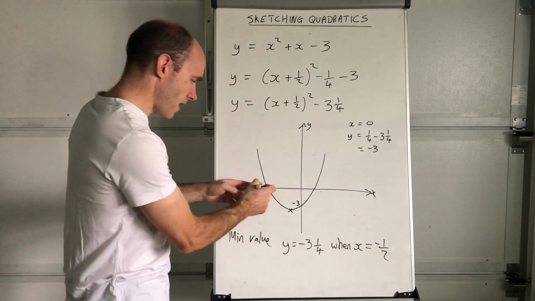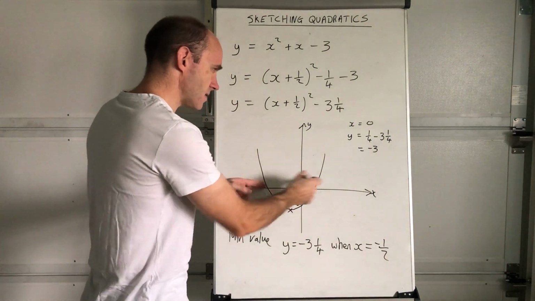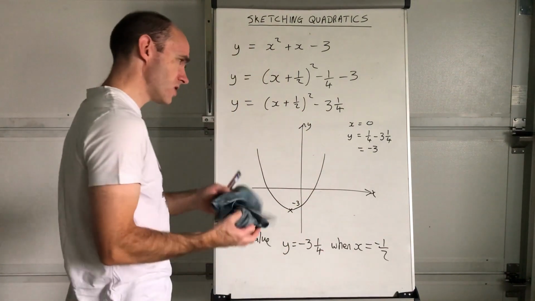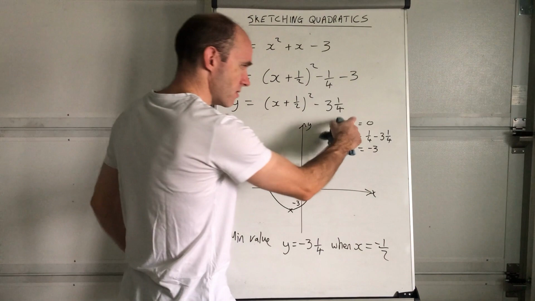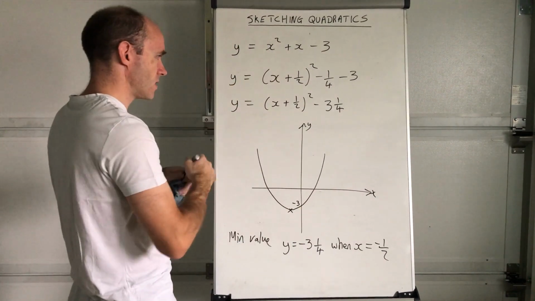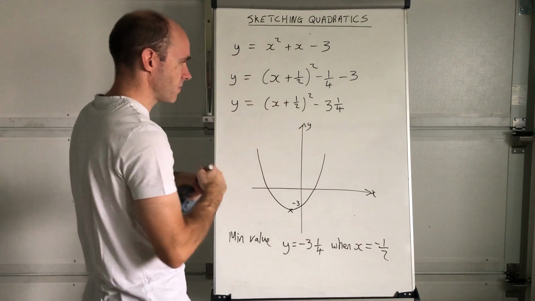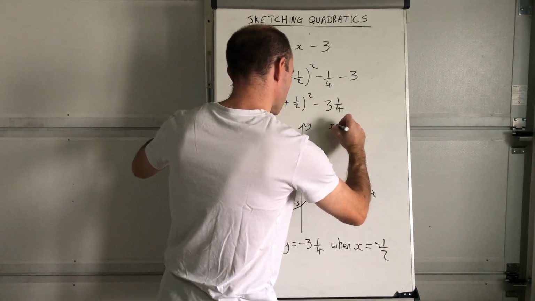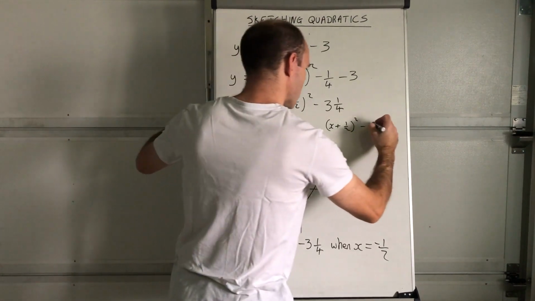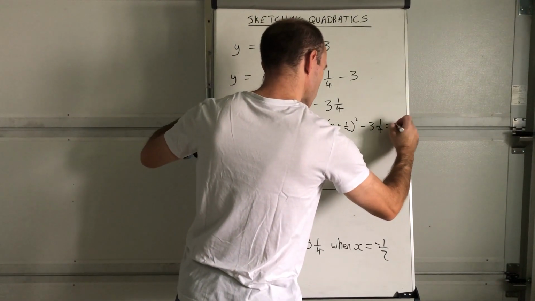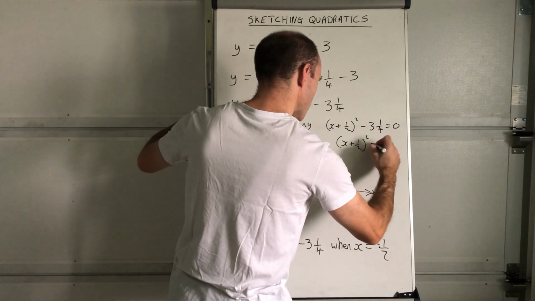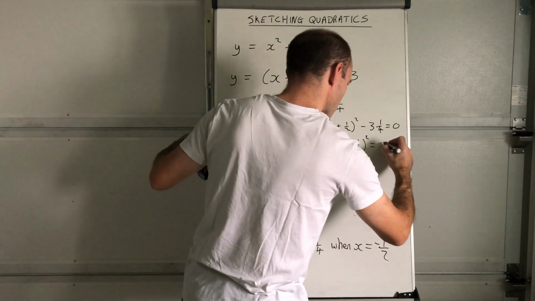I next should find where the x-intercepts are as well. How do you do that? Well, just as the y-intercept is when x equals 0, the x-intercept is when y is equal to 0. So you'll put this equals 0. So you'd have x plus 1/2 squared, subtract 3 1/4 equals 0, and you solve it. You work out what that is going to be. x plus 1/2 squared is equal to 3 1/4.